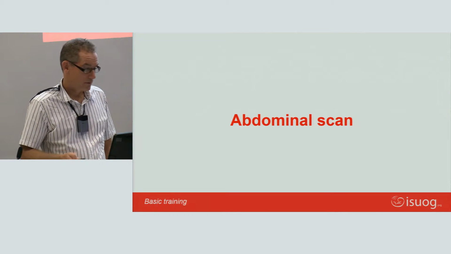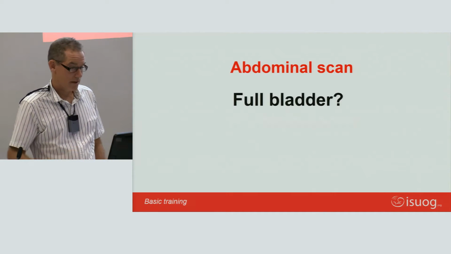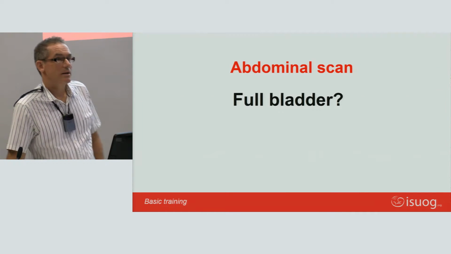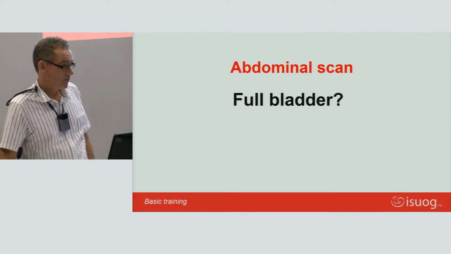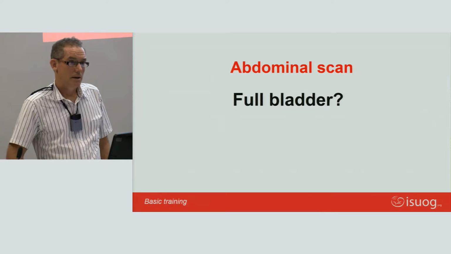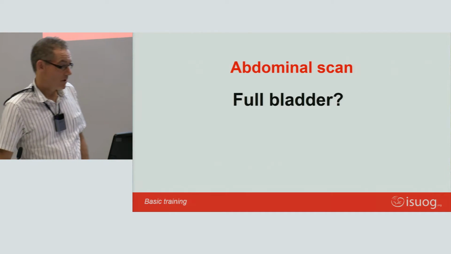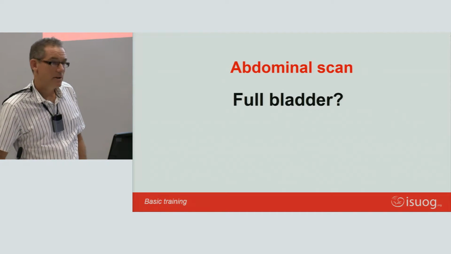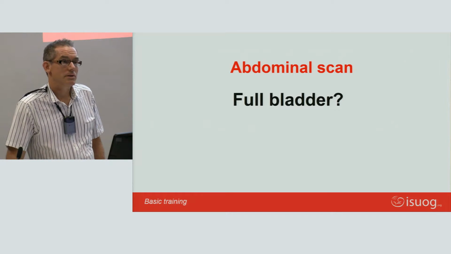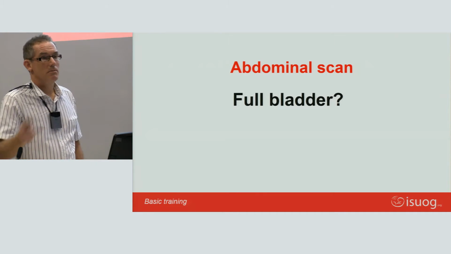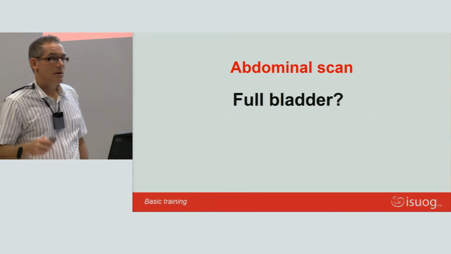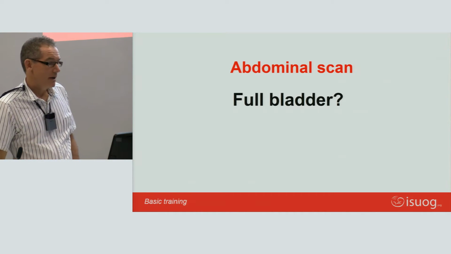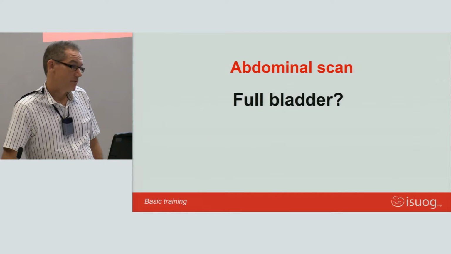Okay, then onto abdominal scan. I mentioned before, you ideally like a full bladder for your abdominal scan because it will help displace the bowel from where you want to see. But it very much depends on if you're using your abdominal scan to complement your vaginal scan. So if you've done a vaginal scan first, it's not essential that you have a full bladder for the abdominal scan.